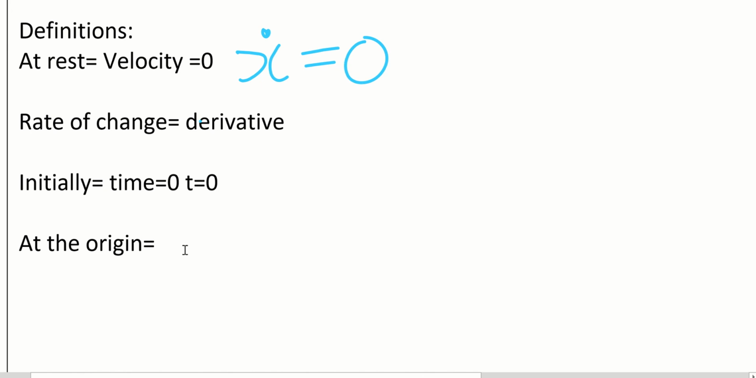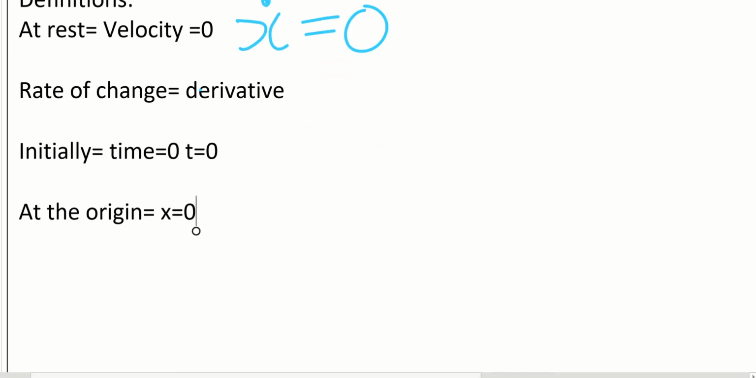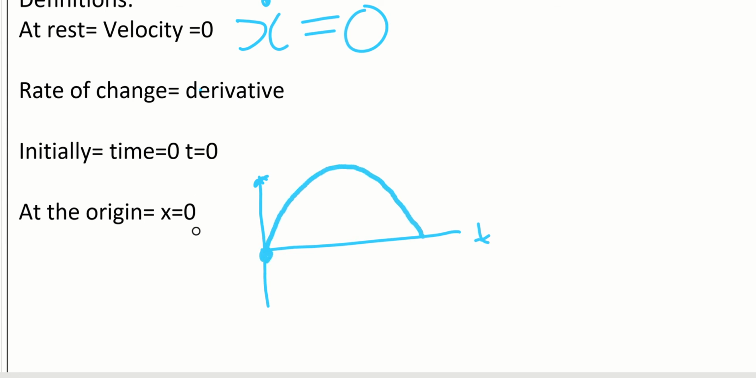Now, if the object is at the origin, that is where the displacement is equal to 0. Something important to note: if I have a graph of you going for a drive, you start at the origin, drive, turn around, and come back. That's how we would represent it. T for time, and this would be x because it's the displacement.